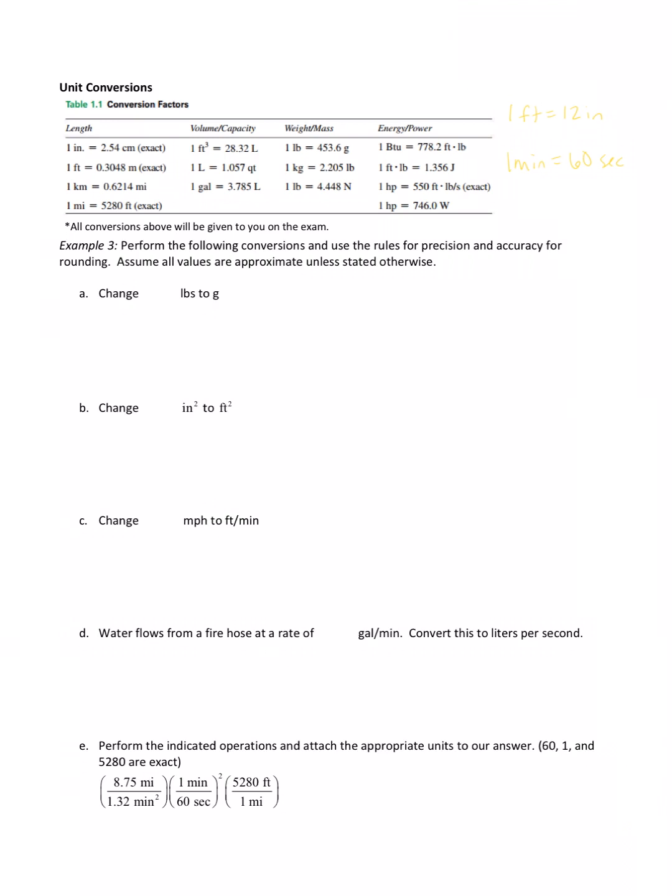Okay, now let's see how we're going to use these. Example 3 says perform the following conversions and use the rules for precision and accuracy for rounding. Assume all values are approximate unless stated otherwise. Let's start by just diving into an example. We want to change 2.5 pounds to grams.